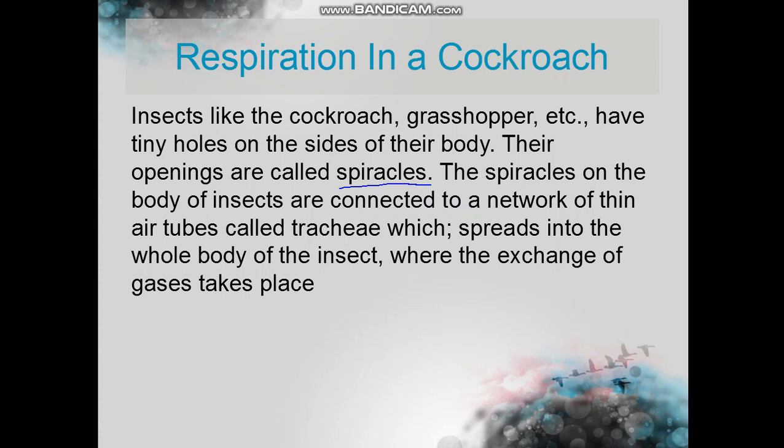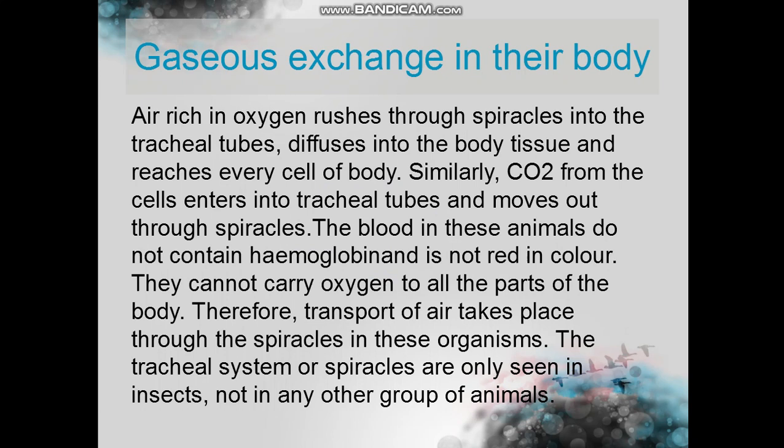The spiracles on the body of the insects are connected to a network of thin air tubes called the trachea, which spread into the whole body of the insect, where the exchange of gas takes place. Now let's see how the gas exchange takes place.